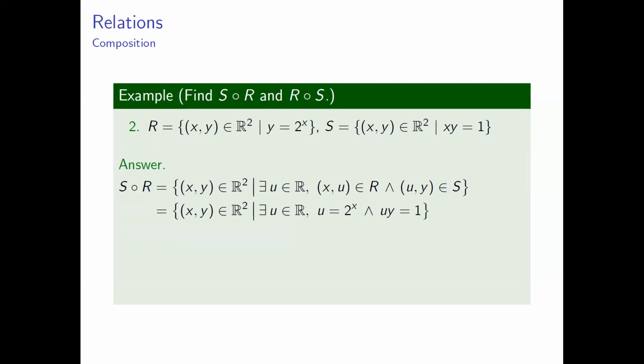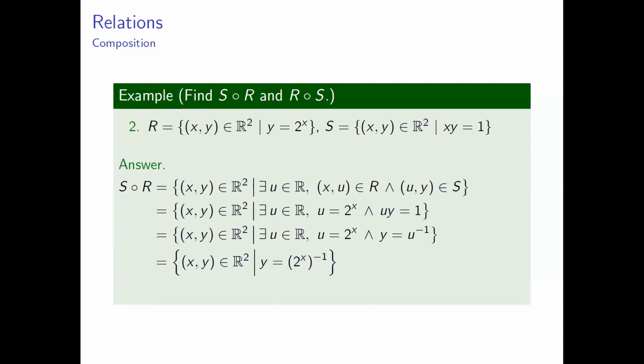is equal to 1. The condition u times y equals 1 is equivalent to y equals u raised to negative 1. Since u is equal to 2 raised to x, the predicate is equivalent to the condition y is equal to 2 raised to x, raised to negative 1. Therefore, SR is equal to the set of all ordered pairs xy of real numbers such that y is equal to 2 raised to negative x.